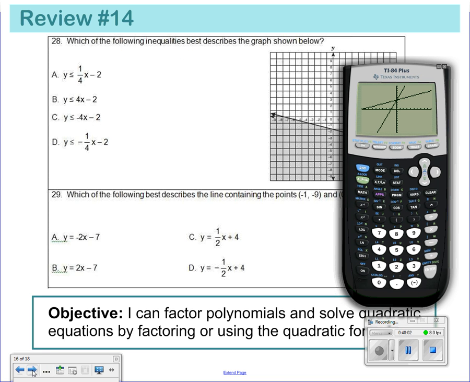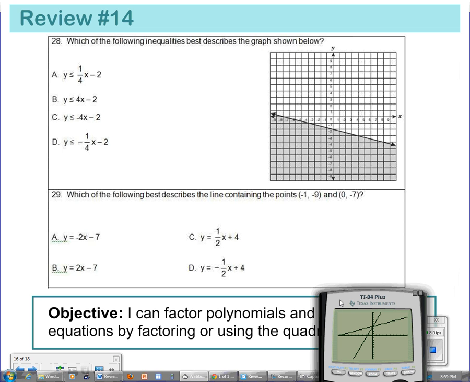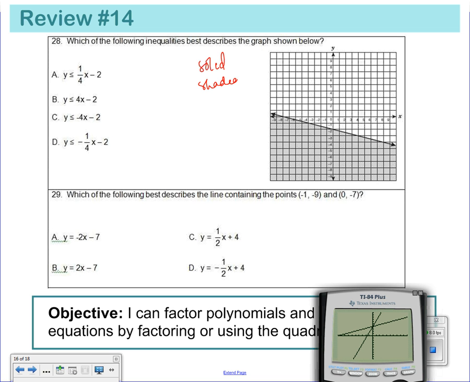28. So which of the following inequalities best describe the graph shown below? So notice that this graph shown, it is a solid line and it's also shaded below. So a solid line and shaded below tells us it's less than, the solid line tells us that we'll have an equal to, and sure enough all those have that same thing.